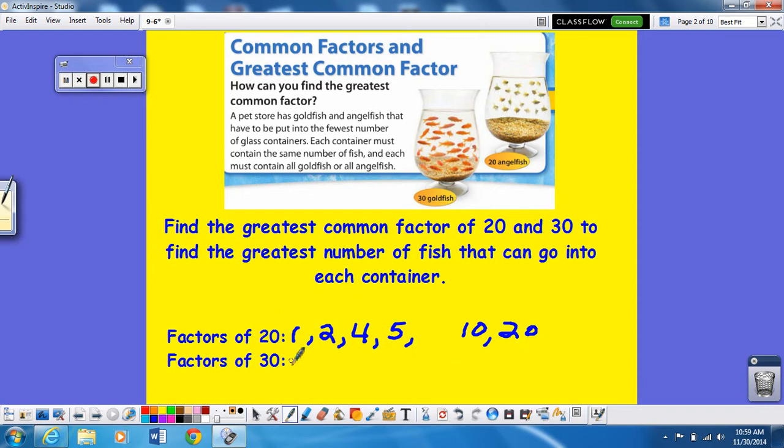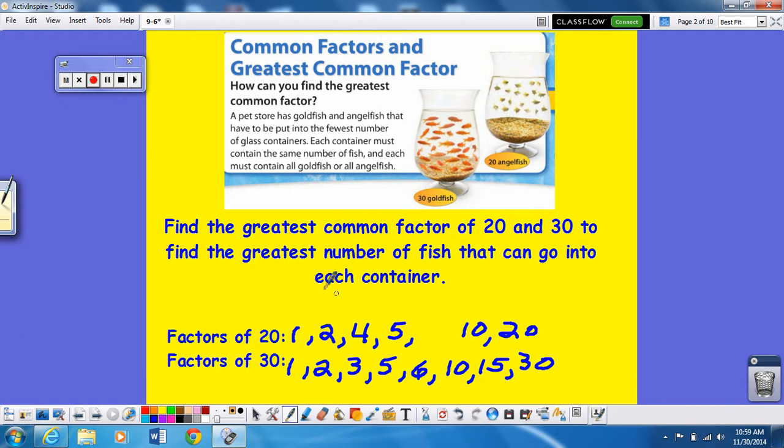Now to do the factors of 30, we know we have 1 and 30. 2 does go into 30, so 2 and 15. 3 goes into 30 10 times, so 3 and 10. 4 doesn't go into 30. 5 goes into 30, and it goes into it 6 times, so we have 5 and 6, and we're finished because we started over. The next number would obviously be 6, and we've already used it, so we know we're finished. So the factors of 30 are 1, 2, 3, 5, 6, 10, 15, and 30.